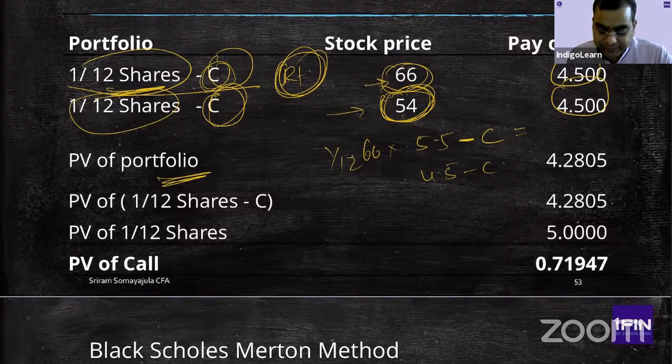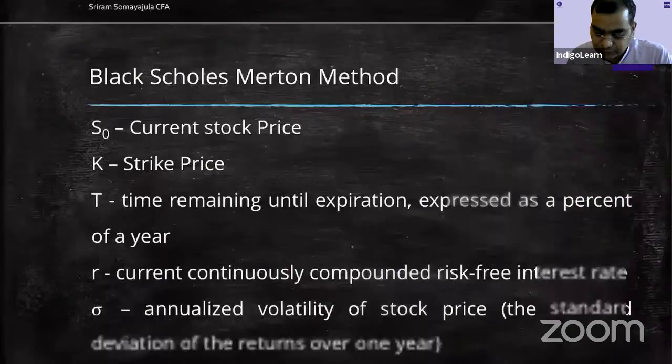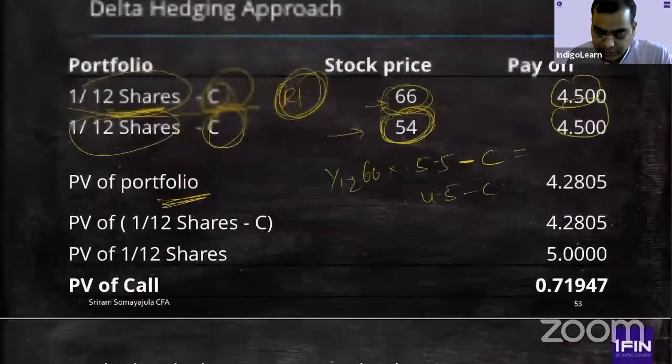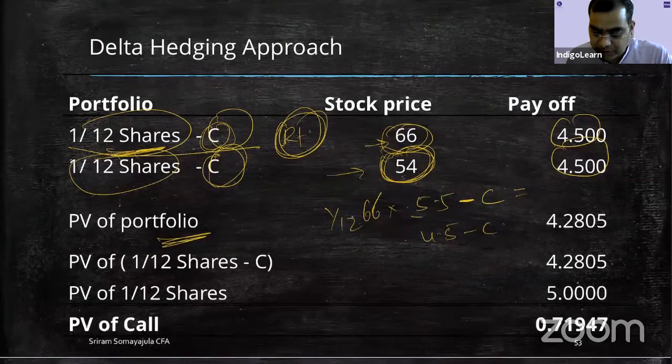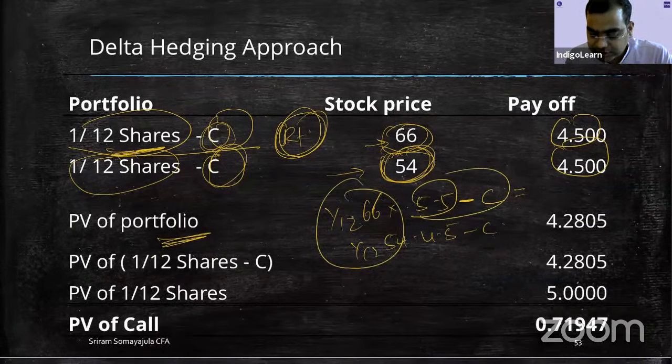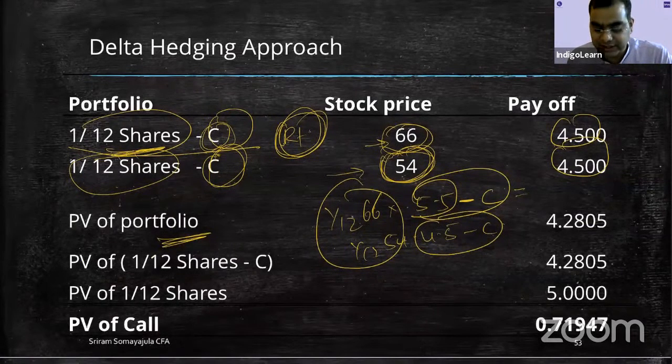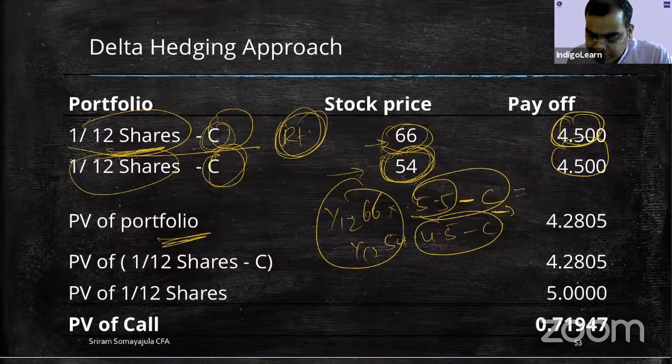Anyway, coming back. So present value of the portfolio. What is the present value of the portfolio? Here, when you do 1/12 of 66, you get 5.5, and 1/12 of 54, you get 4.5. So the payoffs from these portfolios should basically generate risk-free returns. Now, what is the present value? The payoff here is 4.5.